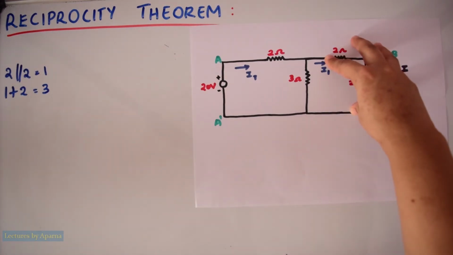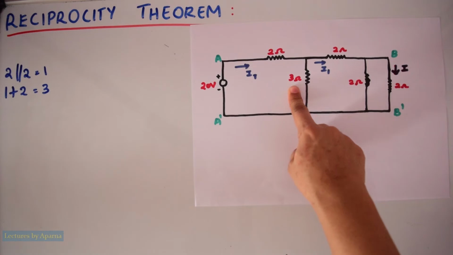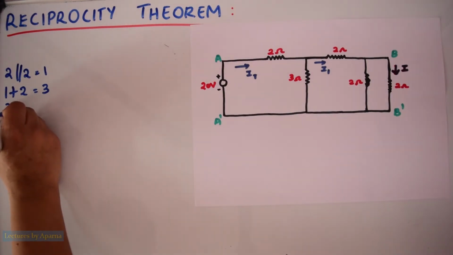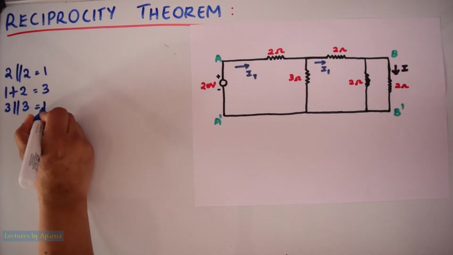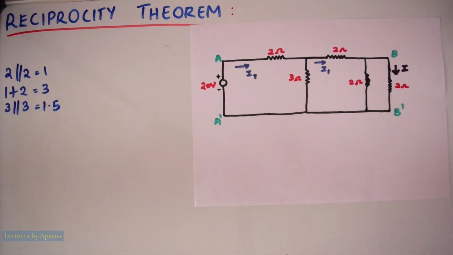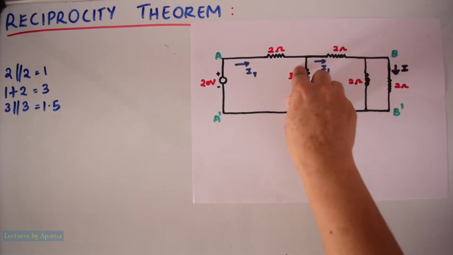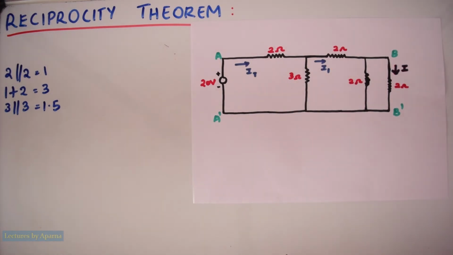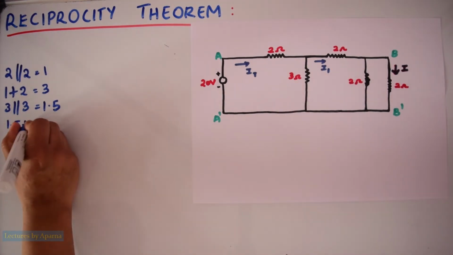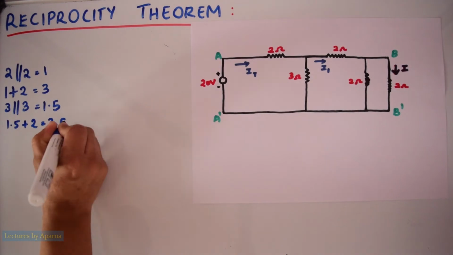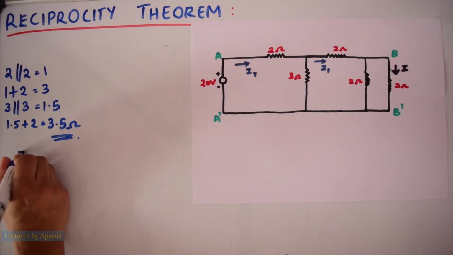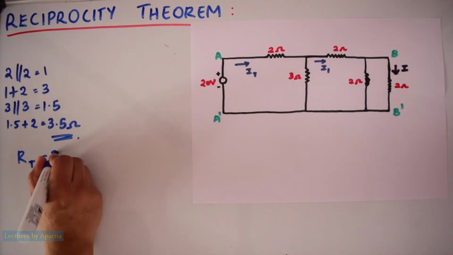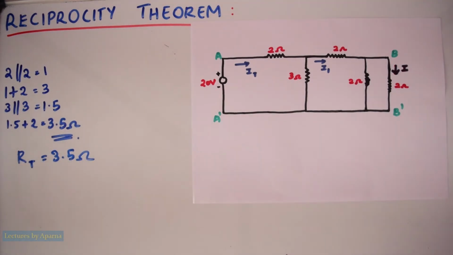Now the 3 ohm here is in parallel with this 3 ohm. So 3 in parallel with 3, we will get 1.5. Now that 1.5 is in series with this 2. So 1.5 plus 2, 3.5 ohm. So total resistance RT is equal to 3.5 ohm.